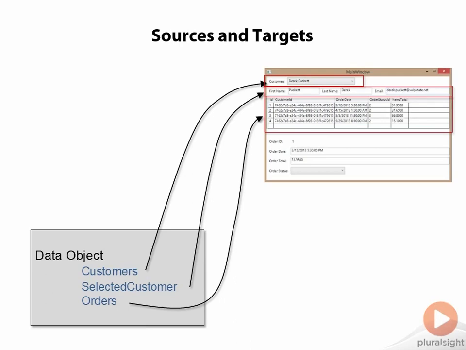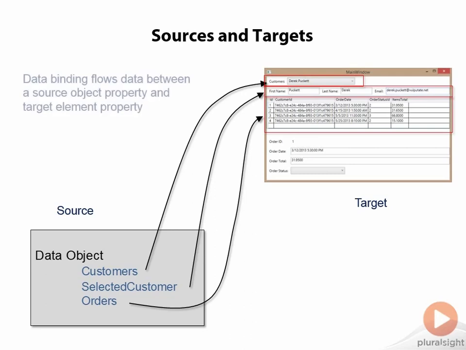When you view data binding like this, it should become clear that the data object is the source object and the elements on the screen are the targets of the bindings. Now the bindings get declared on the target element and point to the source object that's going to feed them. So at a high level, data binding basically flows data between a source object property and a target element property, discrete values that are going to flow back and forth, where those values can be a single primitive value, they can be a complex object, or they can be an entire collection of complex objects.